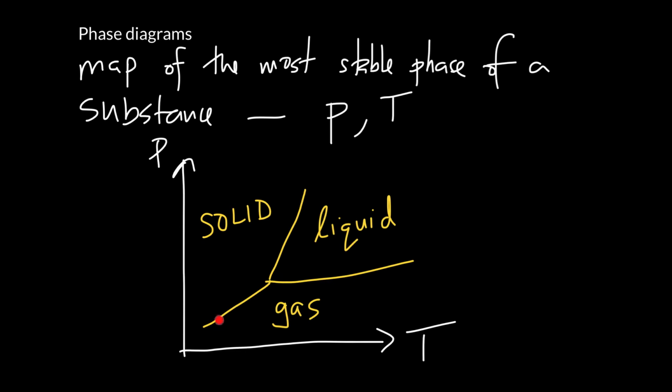And these lines here represent these boundaries. And so if you're on the boundary, then both phases, or in the case right here, all three phases will be equally stable. But as soon as you step into one side or the other of the line, you're looking at the most stable phase of the substance.